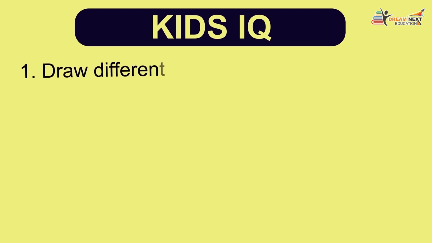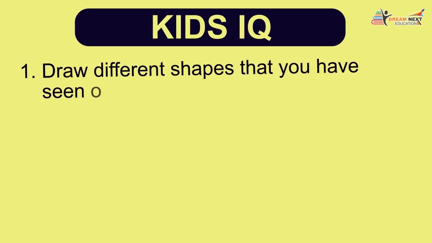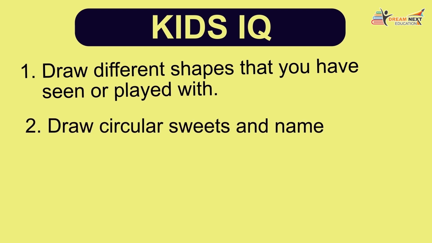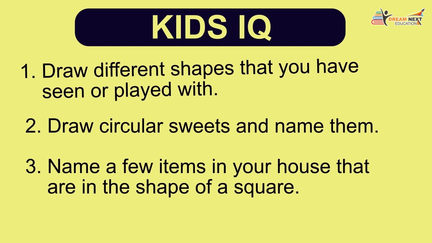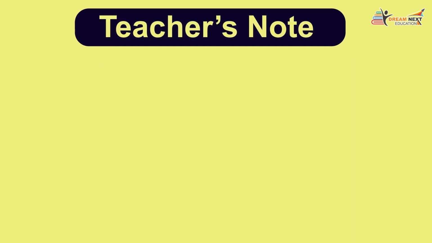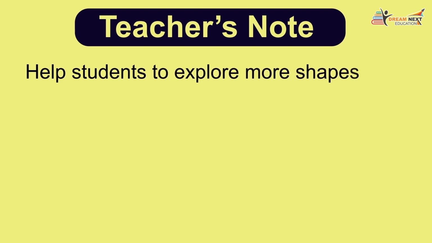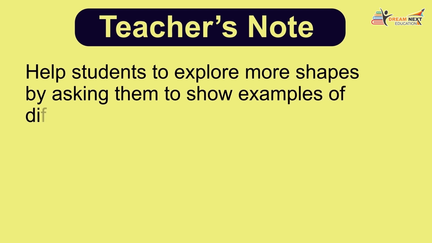Recap. Match the following. Kids IQ. Draw different shapes that you have seen or played with. Draw circular sweets and name them. Name a few items in your house that are in the shape of a square. Teacher's note. Help students to explore more shapes by asking them to show examples of different shapes. Recap.